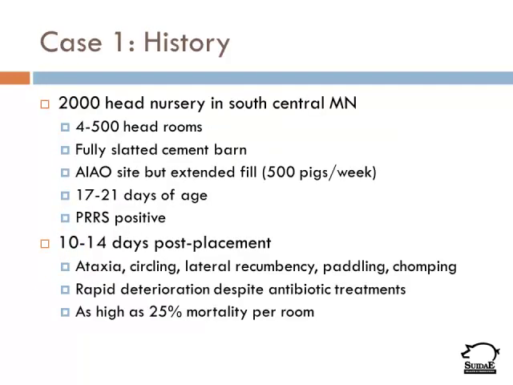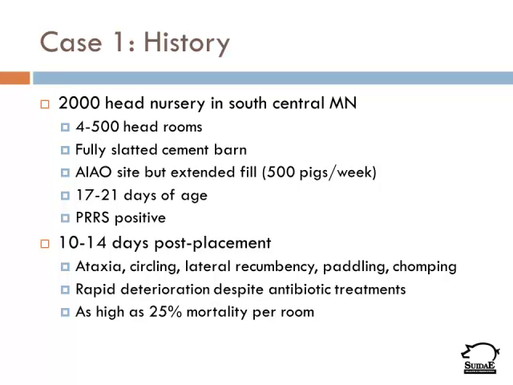So I'm going to go into a couple cases. The first case was a 2,000 head nursery in south central Minnesota. There were 400 or 500 head rooms, and they were filling it from the source sow farm 1 room a week. So it was a really slow fill time, but it was all out. They'd bring the pigs in, and about 5 weeks post-placement they'd move them out to a finisher, so they were between 5 and 9 weeks once they got in the finisher. They were 17 to 21 days of age at weaning and PRRS positive at the time.